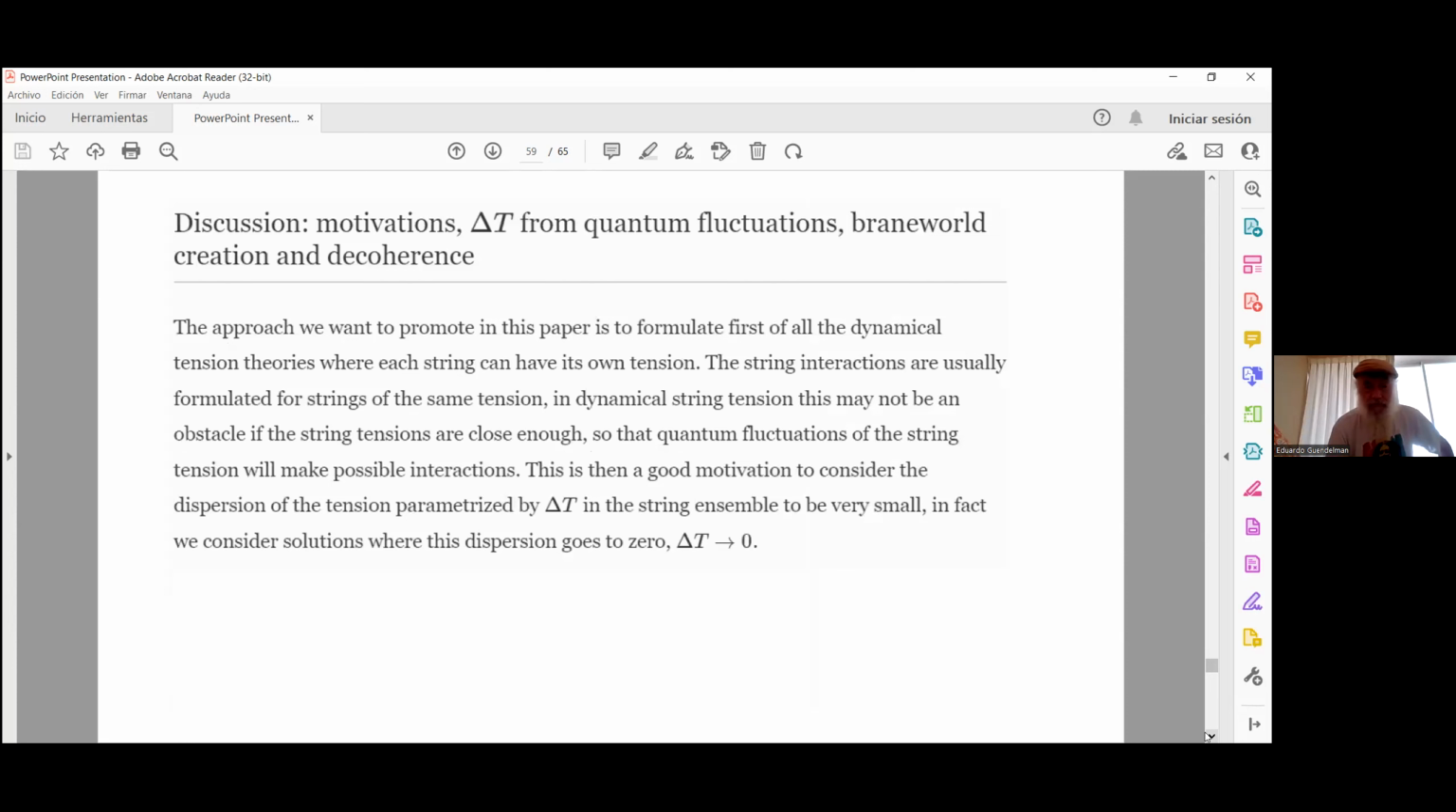Okay, you can think perhaps that this delta T comes from quantum fluctuations, and if you think in this way, then as the brane world is generated, these different entangled components of these two serial strings decohere.